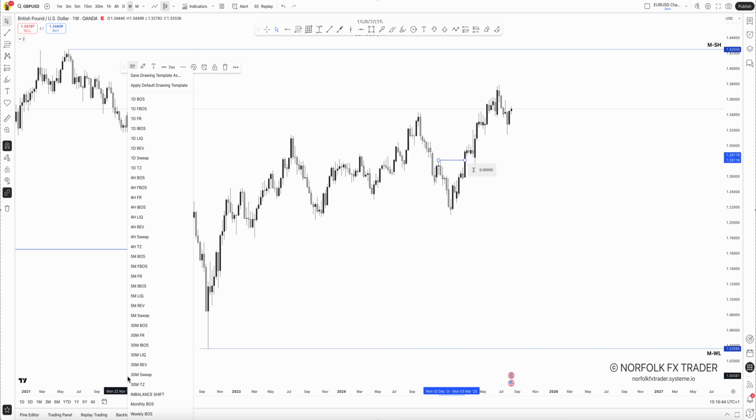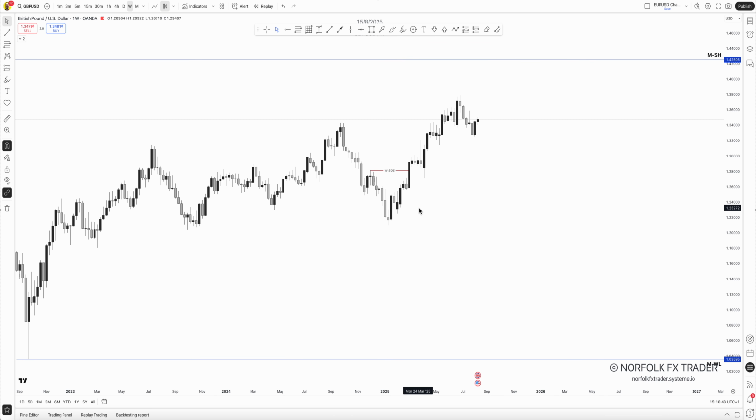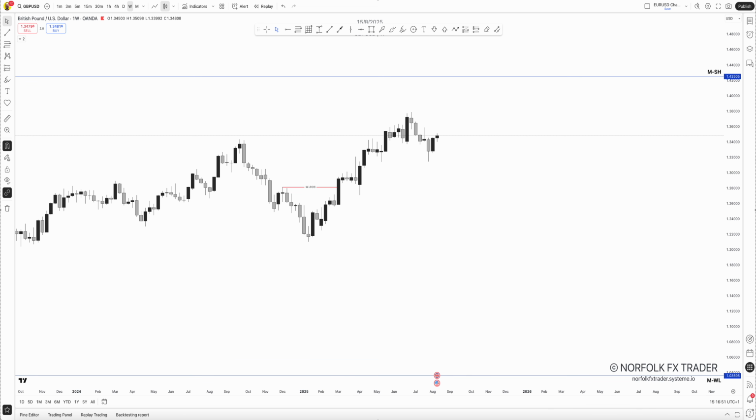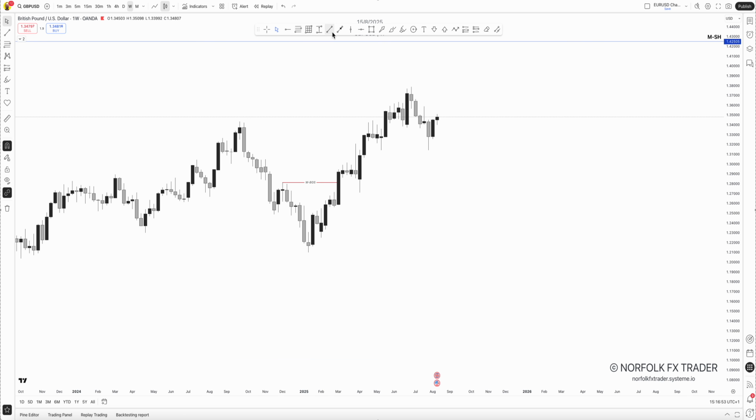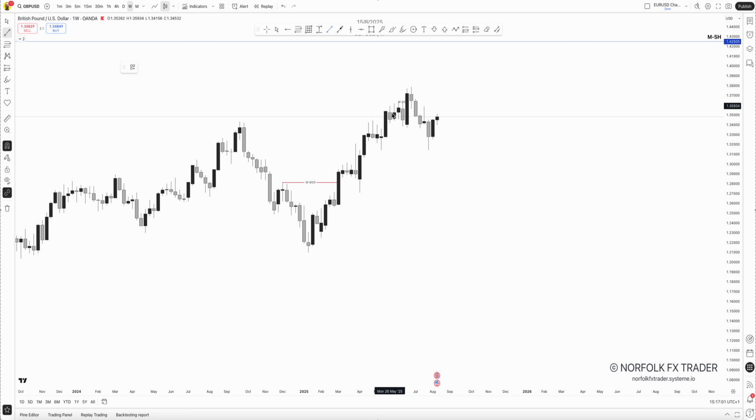So we can mark that out. Again, I'm not going to go into too much detail why it's this level. Just know that's where it is, and you'll understand that more by going through that next video. The next breakout was right here. That's the next weekly break to the upside, and then we reversed to the downside right there.